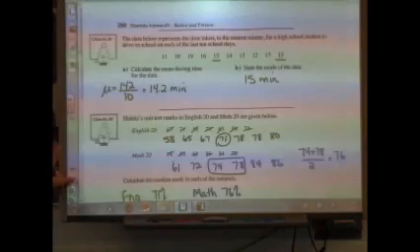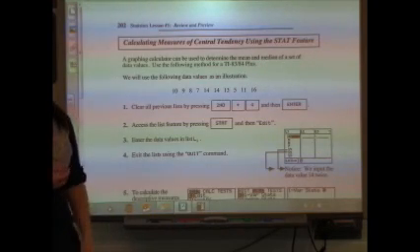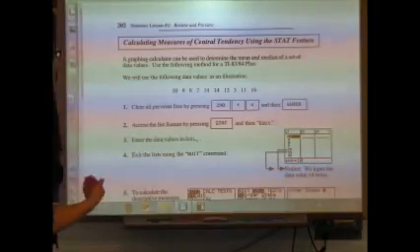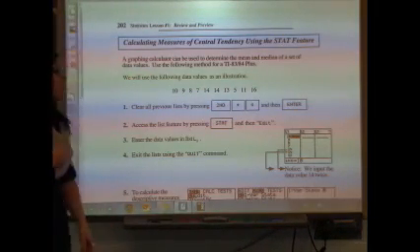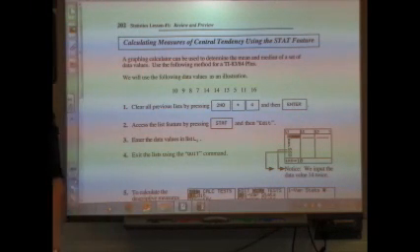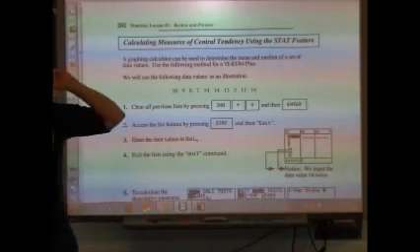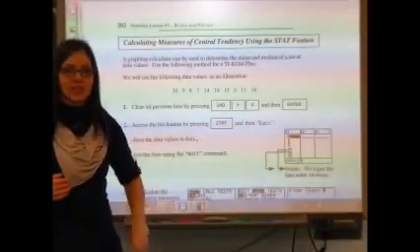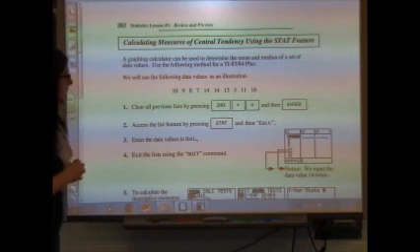Last class, we calculated these out by ourselves, with pen and paper. Your calculator has the ability to calculate measures of central tendency using the stat feature. On these pages, this is page 202 in your book, it goes through step by step how to use the graphing calculator to find these measures of central tendency.